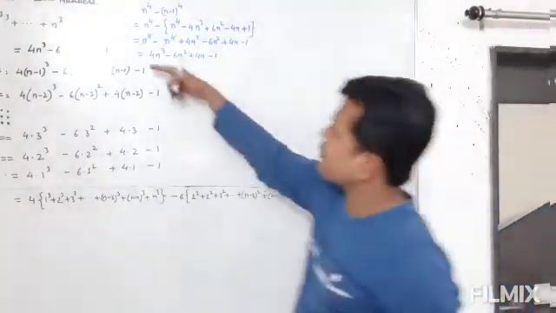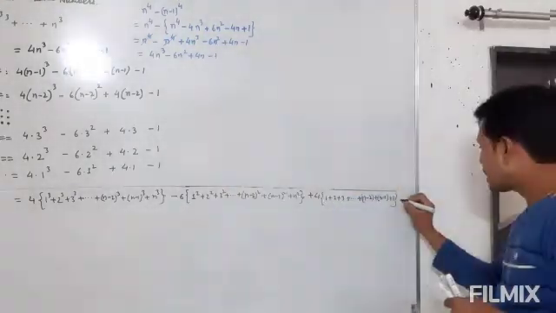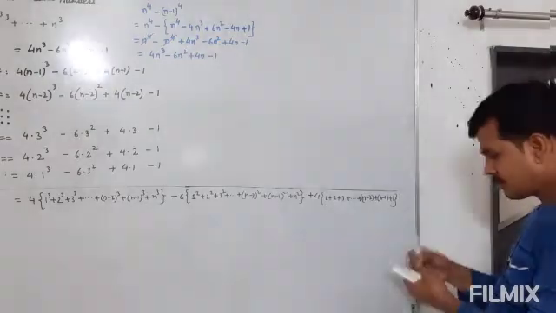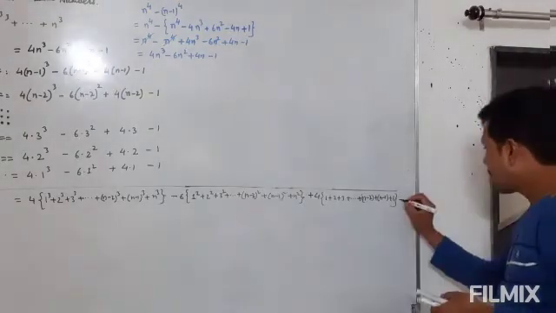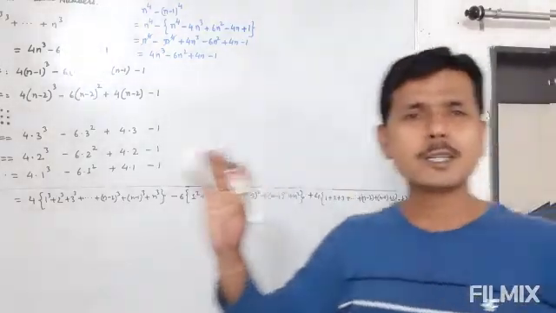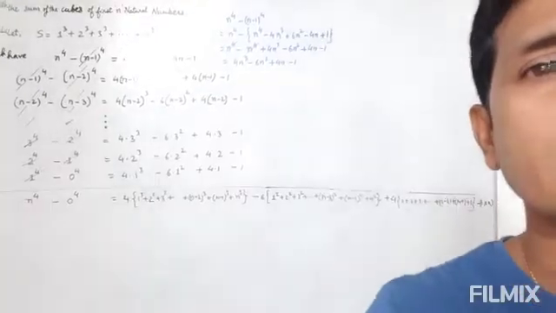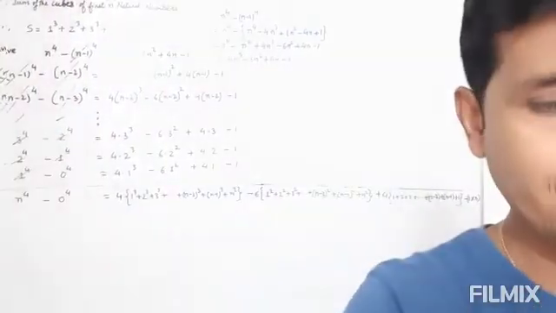Now you are left with minus 1. Minus 1 how many times? N times. So I am writing over here minus 1 into n. I hope till here it is clear. Okay, next. Now see it carefully. What I am doing now.